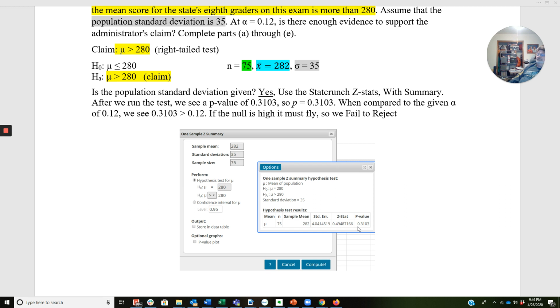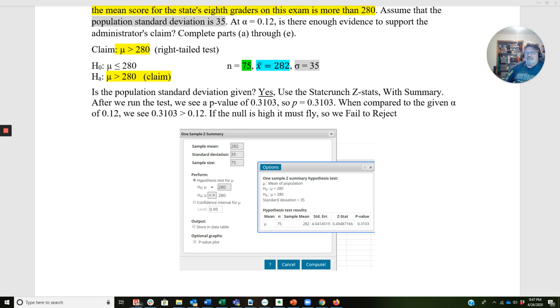of 0.3103. Well, let's look at 0.3103. When compared to given alpha at 0.12, we see that, yeah, 31% is quite a bit larger than 12%. And remember our rhyme, if the null is high, it must fly. So we're going to fail to reject this one.